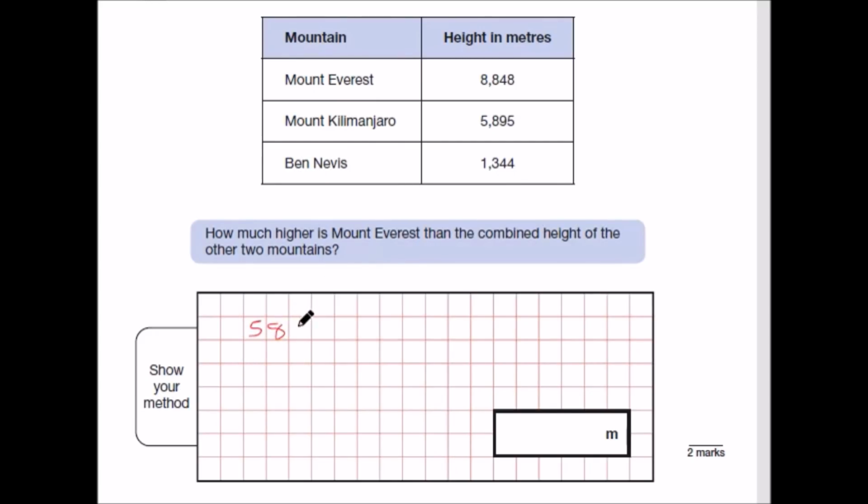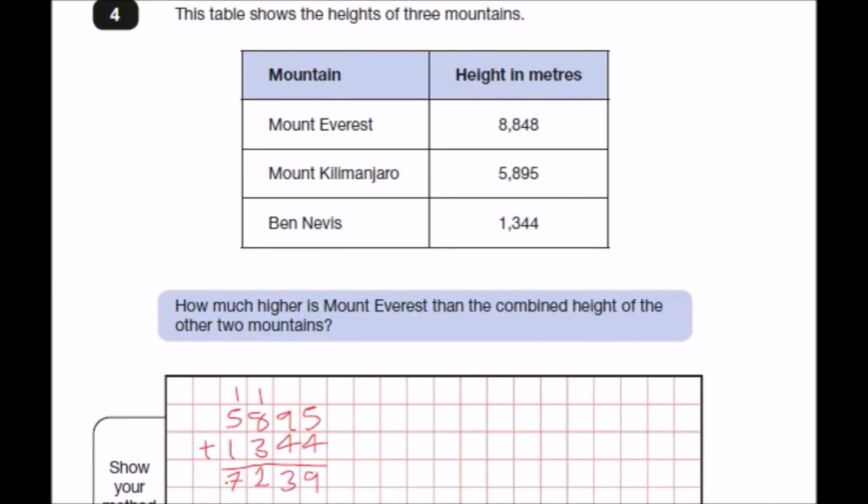So we've got 5,895 plus 1,344. So adding these up, what do we get? So 5 add 4 is 9. 9 add 4 would give us 13. So 3 and carry the 1. 1 add 8 is 9. 9 add 3 is 12. So 2 carry the 1. And 1 add 5 add 1 will give us 7. Okay, so now that we got this figure here, 7,239, let's subtract against Mount Everest.